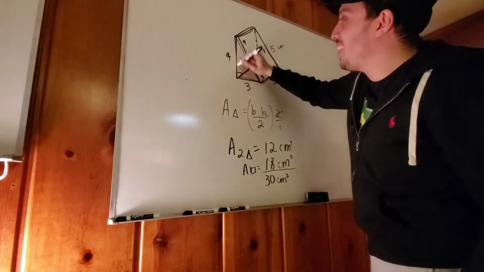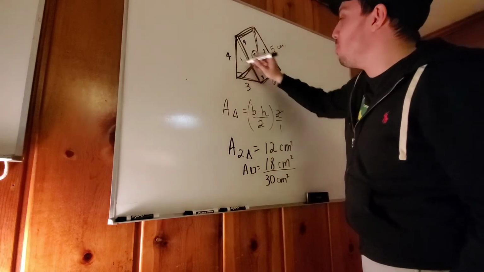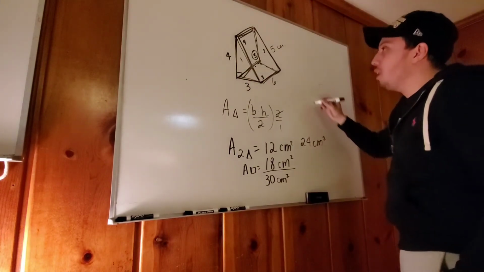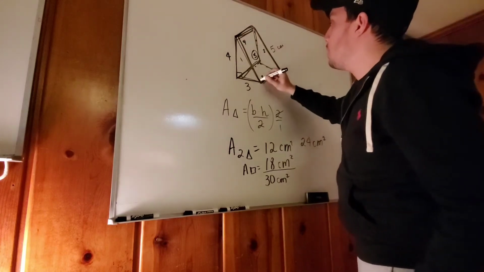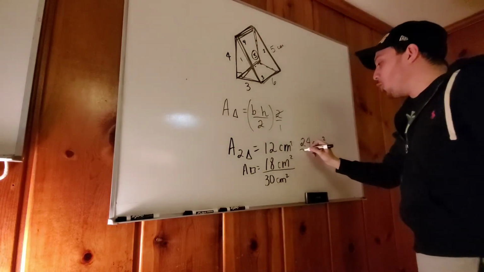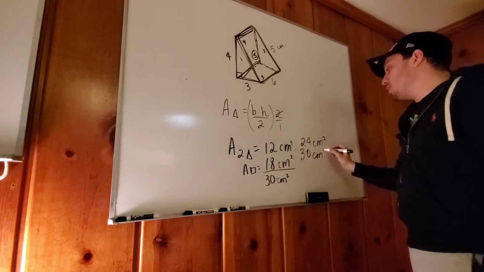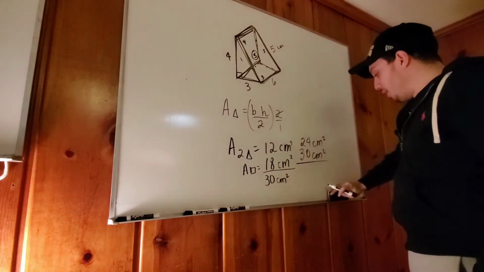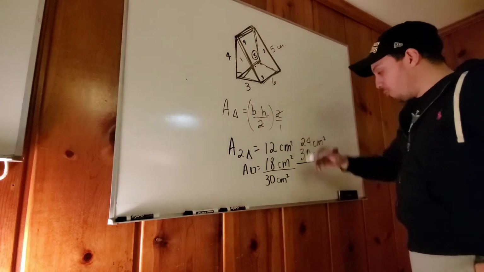So we have 30 centimeters squared for the triangles and the bottom rectangle. And then for the back rectangle is going to be 4 times 6, which is going to be 24 centimeters squared. And then for the top rectangle is going to be 30 centimeters squared because it's going to be 5 times 6. Yeah, my bad. I copied the triangular prism wrong.